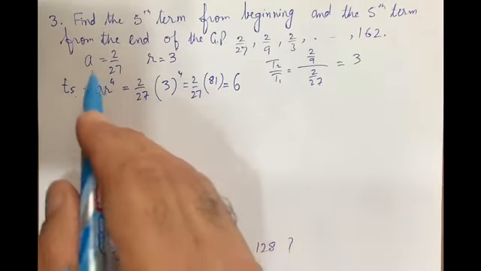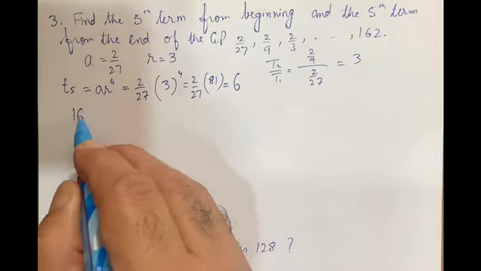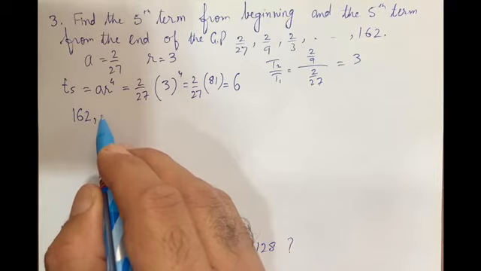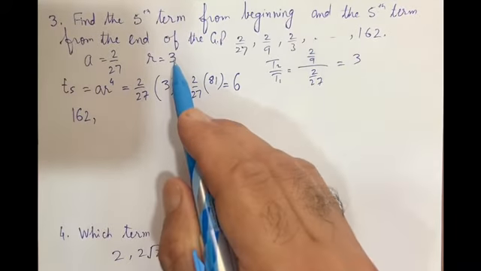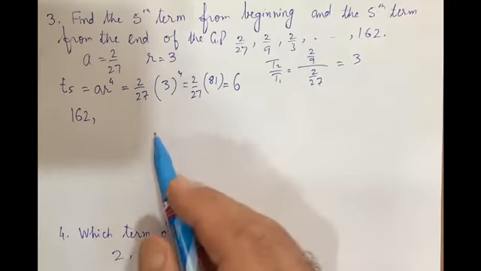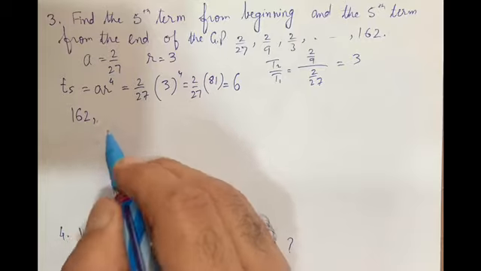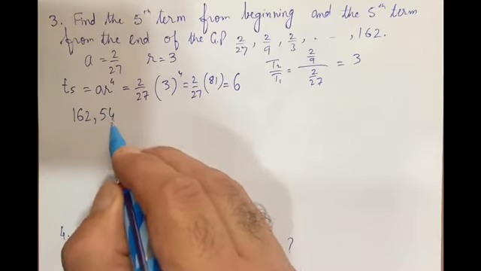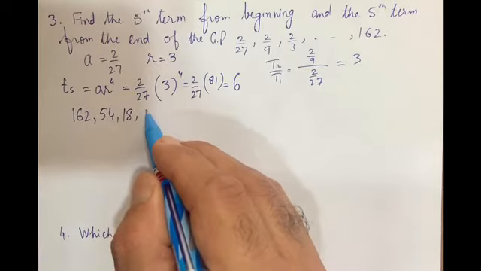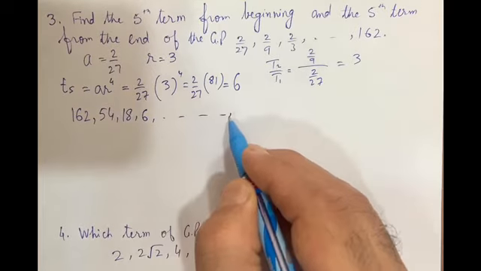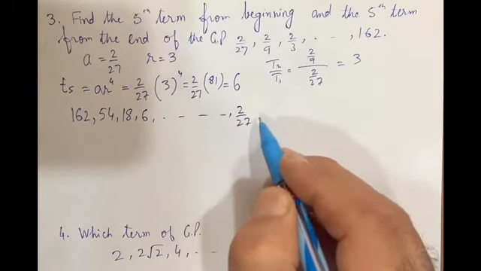To find out the fifth term from end, we write the GP in reverse order. So for the given GP, common ratio is 3. In the reverse order, the common ratio will be 1 by 3. So next term will be 54, next to that will be 18, divided by 3, it will be 6, and so on. Last will be 2 by 27.